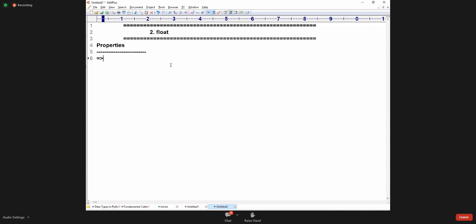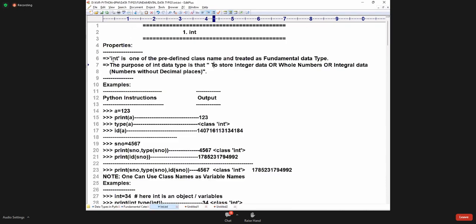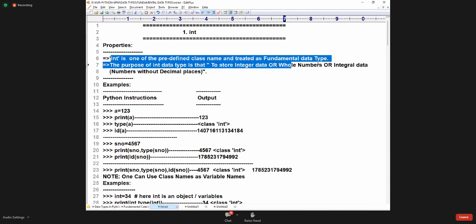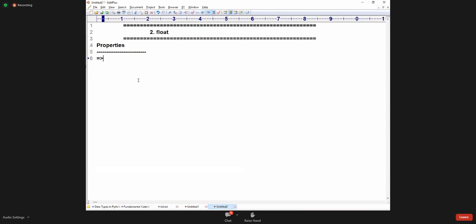Tell me what is the first point, everybody? I already told you: int is one of the predefined class names treated as a fundamental data type. Same to same, I will repeat for every data type. The first point is that only. Float is one of the predefined class names treated as a fundamental data type. Understand? Right. Sir, what is the use of the float data type?